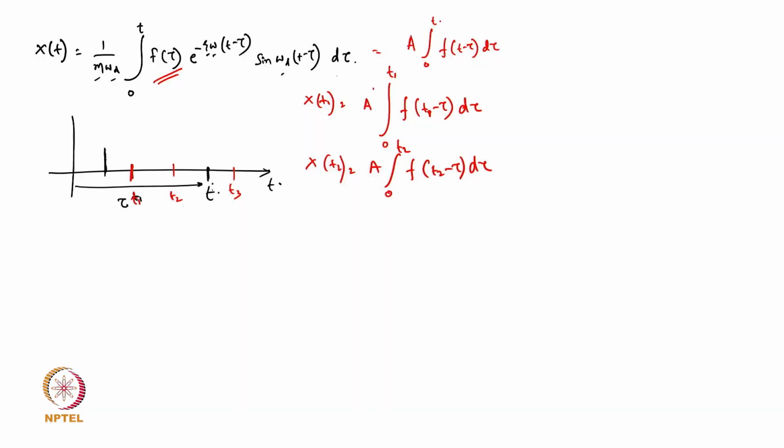Do you really have an expression for f of tau or not? If you have an expression of f of tau, fantastic. If you do not have an expression for f of tau, then you have to go for the numerical. No other choice. Like for example, earthquake.